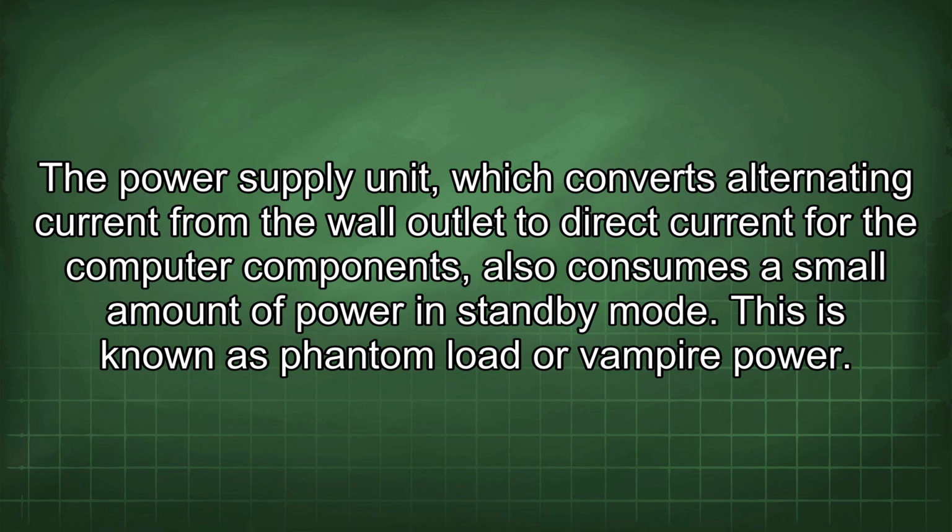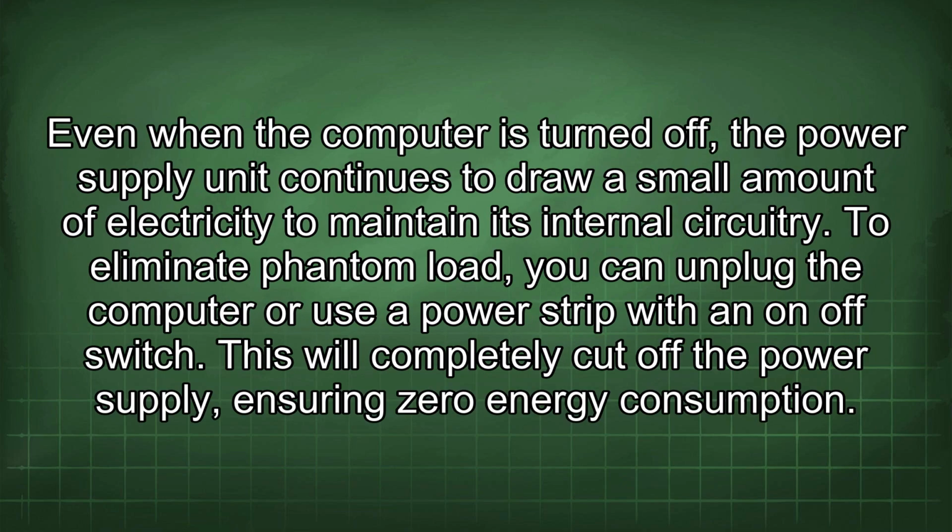The power supply unit, which converts alternating current from the wall outlet to direct current for the computer components, also consumes a small amount of power in standby mode. This is known as phantom load or vampire power. Even when the computer is turned off, the power supply unit continues to draw a small amount of electricity to maintain its internal circuitry. To eliminate phantom load, you can unplug the computer or use a power strip with an on-off switch. This will completely cut off the power supply, ensuring zero energy consumption.